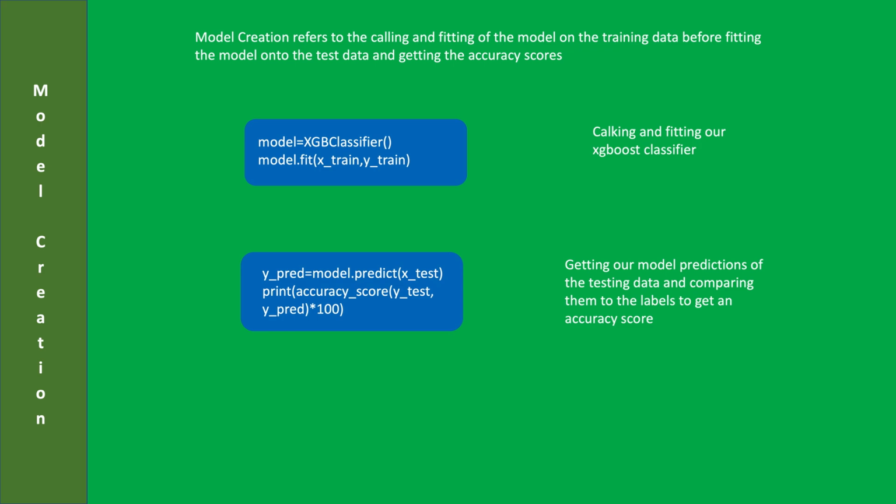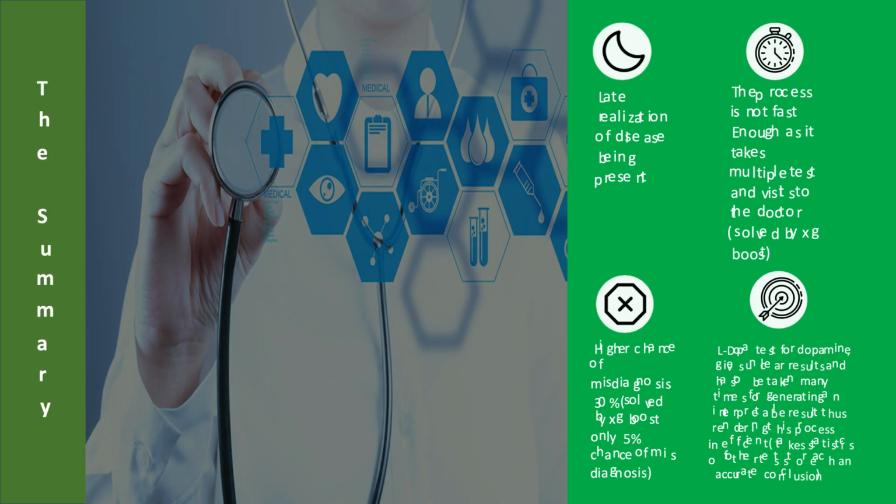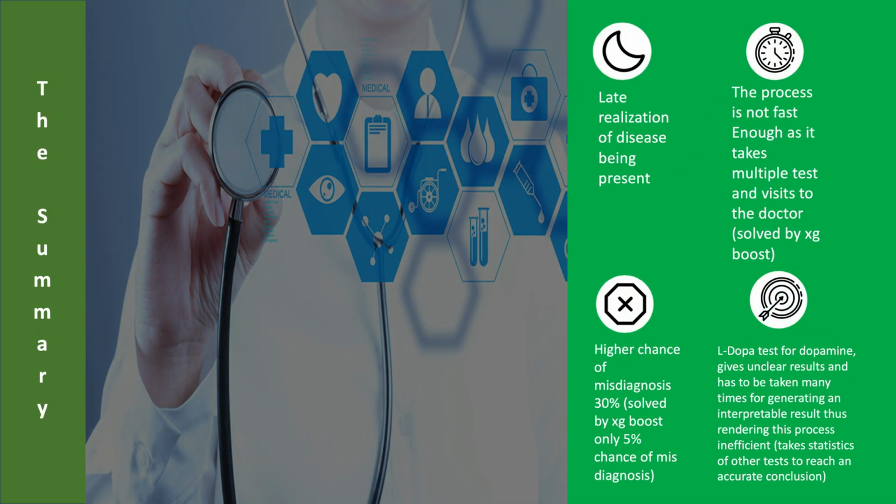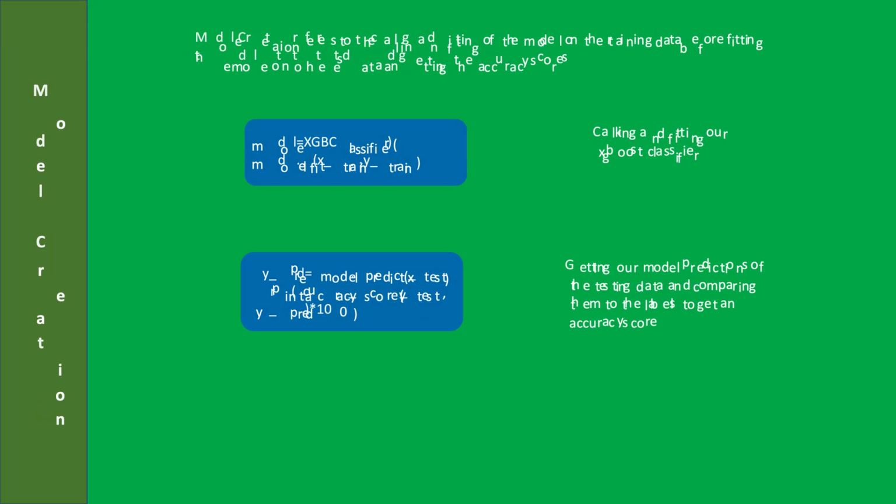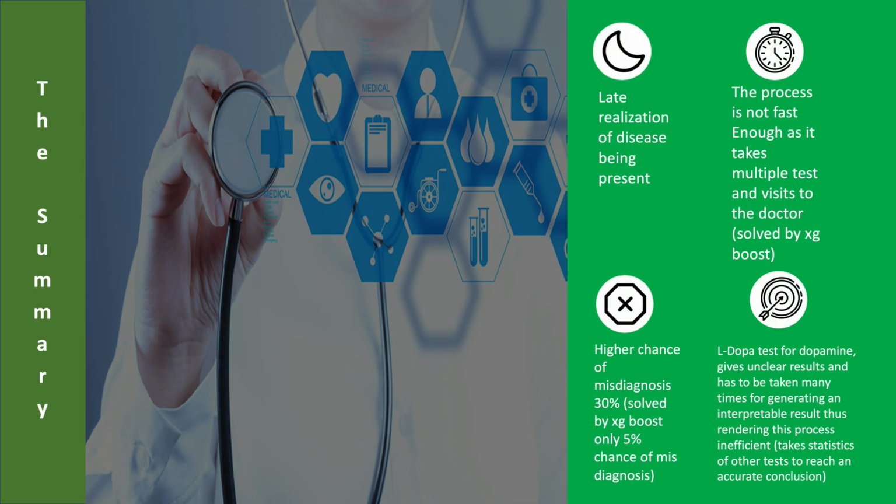So for the model creation, we are simply loading our model, fitting it, and getting an accuracy score. Now after getting the accuracy score, obviously you will get 93 to 95%, so your model is now really good at detecting Parkinson's disease. So in summary, the problems that we had were almost all dealt with. The process not being fast enough was solved by XGBoost, right? The higher chance of misdiagnosis was solved, your inaccuracy was solved, right? So overall, in summary, this method was quite useful and also did not require too much computational power. It was fast, easy, and worked well overall.